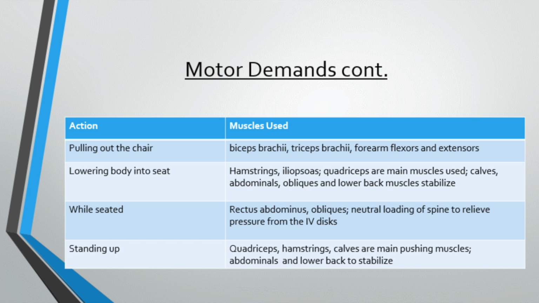Muscles used while in the sitting position include the rectus abdominis, obliques, neutral loading of the spine relieving pressure from the intervertebral discs. Muscles used in standing up include main muscles along the hip and above the knee joints, for example, quads, hamstrings, and calves, as well as the abdominals to stabilize. The range of motion of the lower back with respect to upper body is 180 to 90 and back to 180 degrees when going throughout the entire motion.